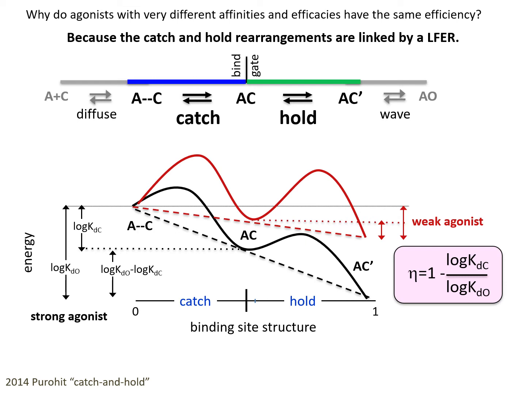But the fractional changes in catch and in hold relative to the total remain constant. So even though the overall energy is less for a weak agonist compared to a strong agonist, the fractional changes are the same, and therefore the efficiency stays the same. So that's the basic answer to the question. Why do agonists of very different affinities and efficacies have the same efficiency? It's because the catch and hold rearrangements are linked by a linear free energy relationship.